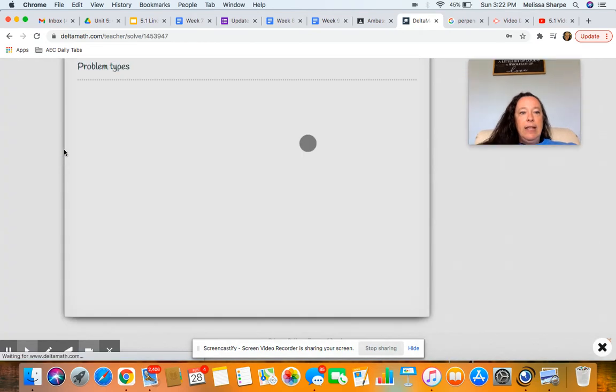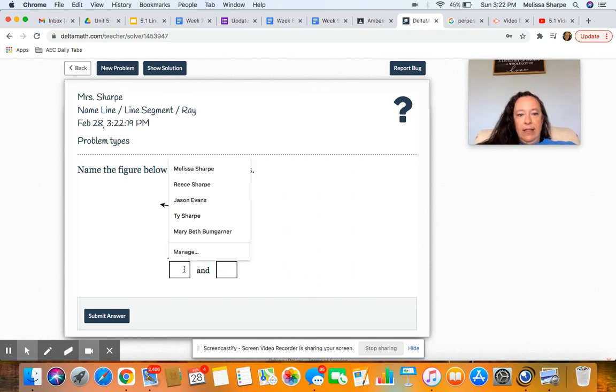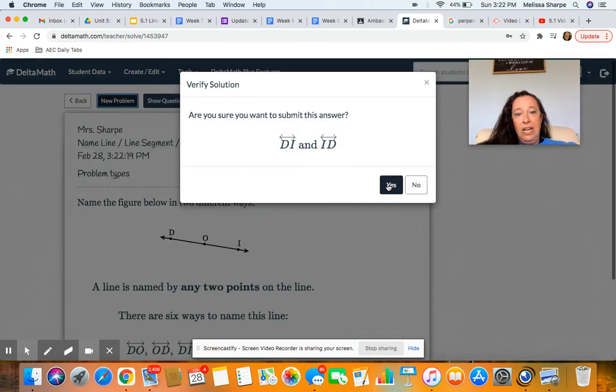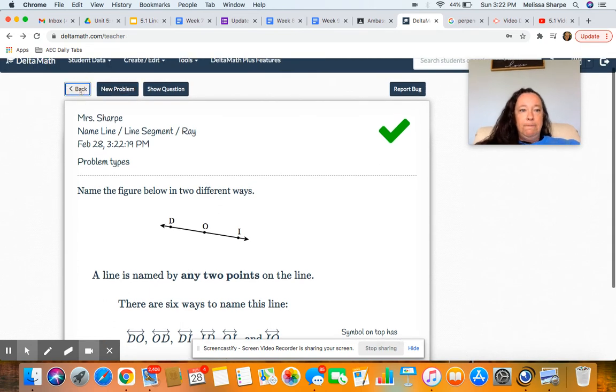Name the line, the segment, or the ray. So name the figure below in 2 different ways. We've got a line. I'm going to go here and select this. Got a line, I can put DI, and I can put ID. There's actually a couple other ways I could do it. I could have said OD, OI, and it goes over all the different ways.